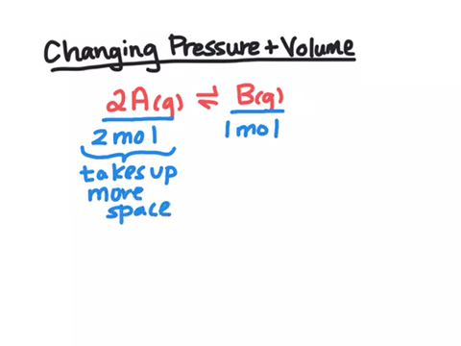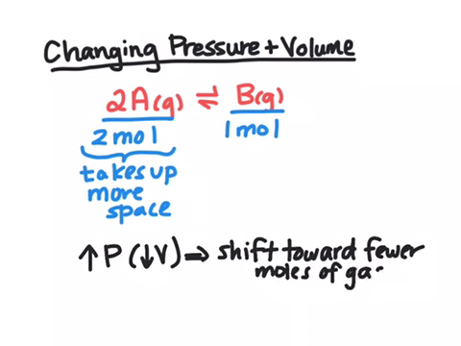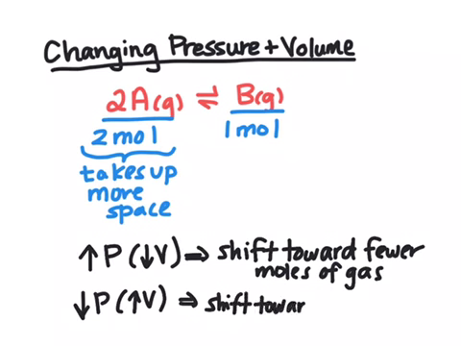So if we were to increase the pressure, we're really decreasing the volume. We need then to shift towards the side with fewer moles of gas to take up less space. If we were to decrease the pressure by increasing the volume, we now have more space for our gas, and so we're going to shift towards the side of the reaction with more moles of gas.